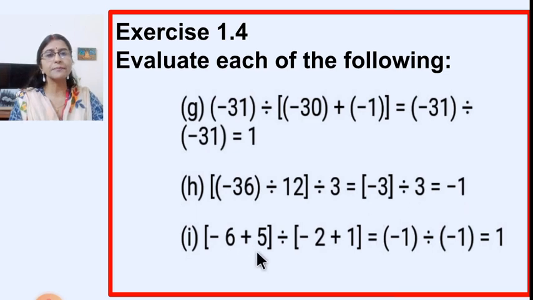Next is minus 6 plus 5 divided by minus 2 plus 1. So let us do the working of this. Minus 6 plus 5: 6 minus 5 is 1, and 6 is bigger, so minus sign, minus 1 is written. Divided by, now minus 2 plus 1: 2 minus 1 is 1 and 2 is bigger, it has minus sign, so minus 1. So minus 1 divided by minus 1 is 1. The minus minus sign will go and only 1 will remain. 1 is the answer.